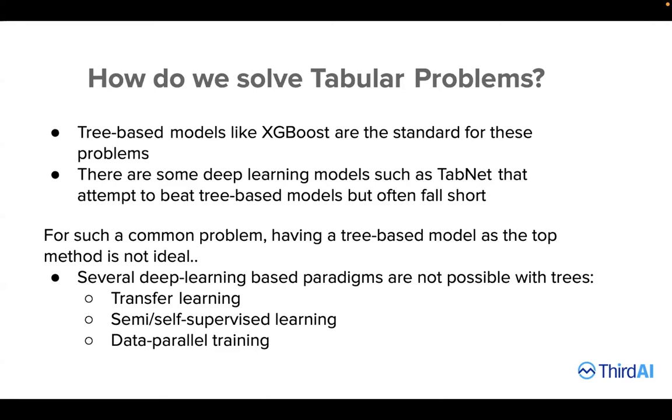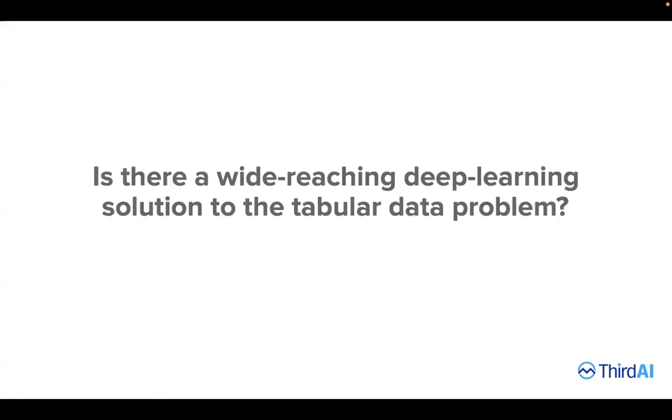And part of the reason why is that deep learning solutions have several influential paradigms that are simply not possible with trees. For example, transfer learning, semi-supervised learning, and data parallel training. These are things that deep learning is very good at, and which trees are not. And so that leads to the question: is there a wide-reaching deep learning solution to the tabular data problem that also includes that AutoML type of capability?